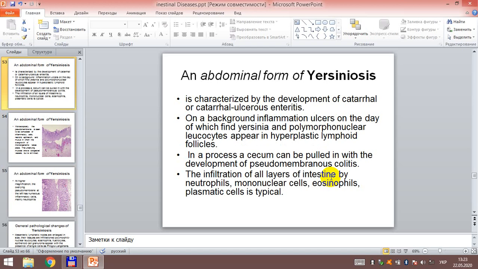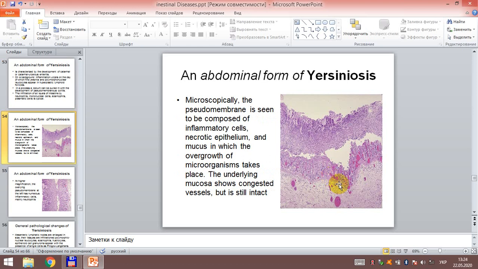Abdominal form of yersiniosis. This form is characterized by the development of catarrhal or catarrhal ulcerous enteritis. On a background of inflammation, ulcers, on the bottom of which Yersinia are found, and polymorphonuclear leukocytes appear in hyperplastic lymphoid follicles. In the process, the sacrum can be pulled in with the development of pseudomembranous colitis. The infiltration of all layers of the intestine by neutrophils, mononuclear cells, eosinophils, plasmatic cells is typical. These are the microscopic signs of the abdominal form of yersiniosis.